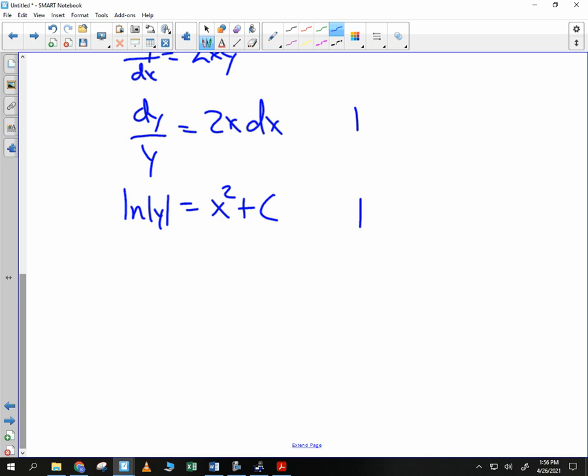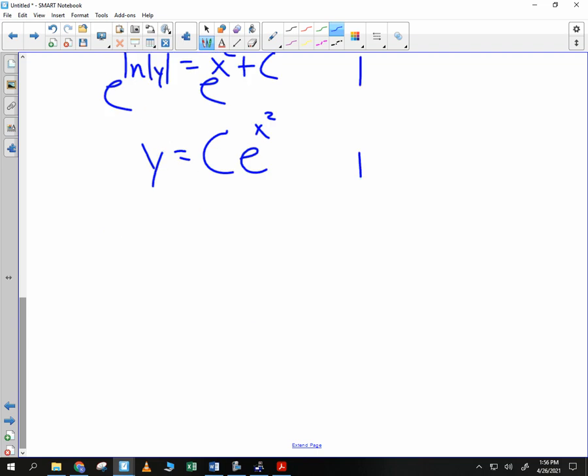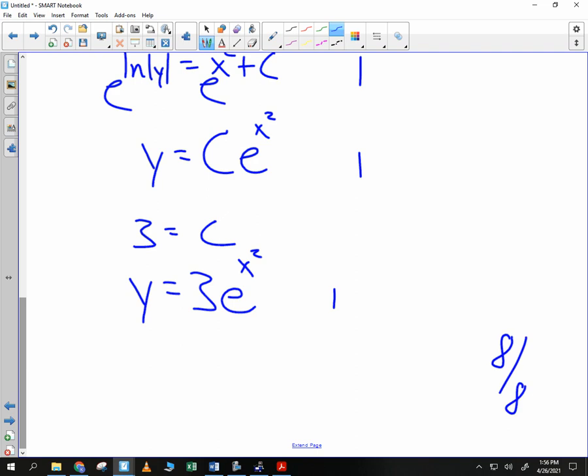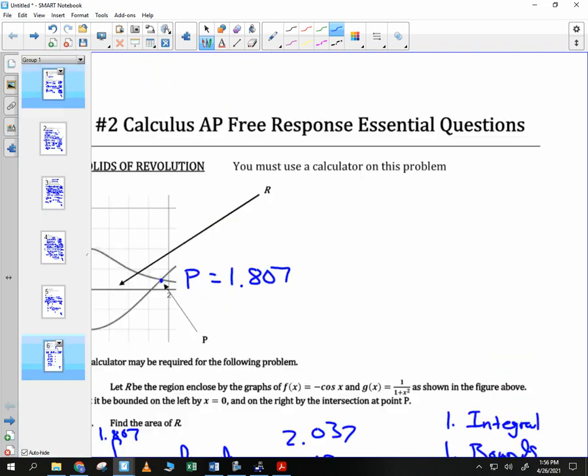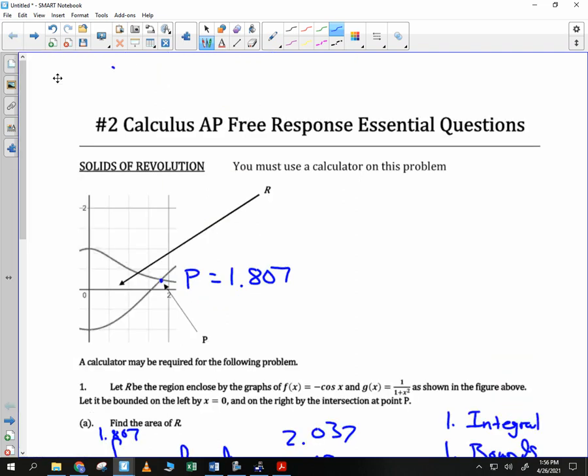I don't know what they'll mark there. I won't mark it wrong, but I don't know what they'll mark. Create a base of e, and you would get y is equal to some constant times e to the x squared. That's worth a point as well. When you go to solve, you should come up with 3 is equal to c. So your final solution would be y is equal to 3e to the x squared. A point there for a total of 8. A grand total on the whole kit caboodle of 62.